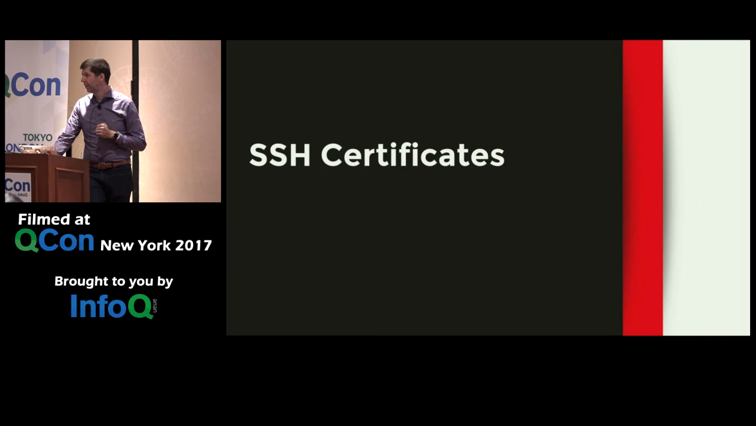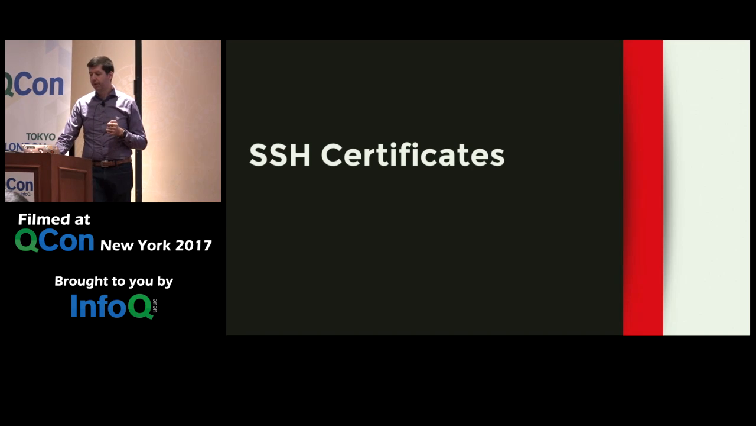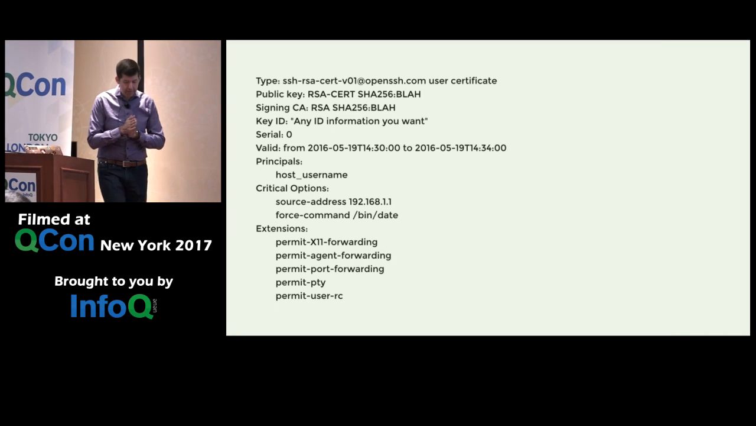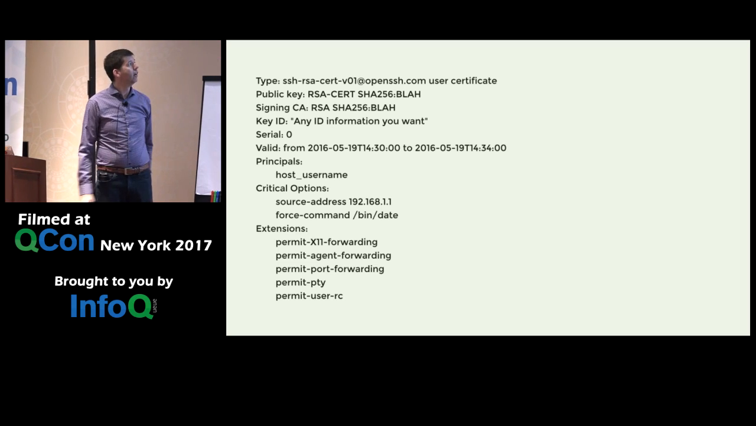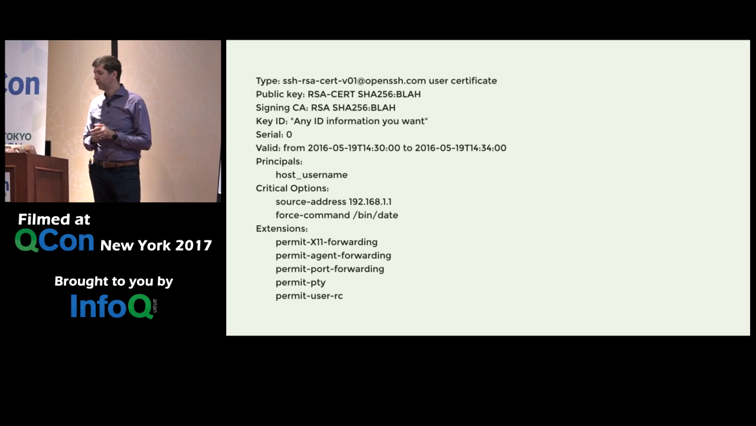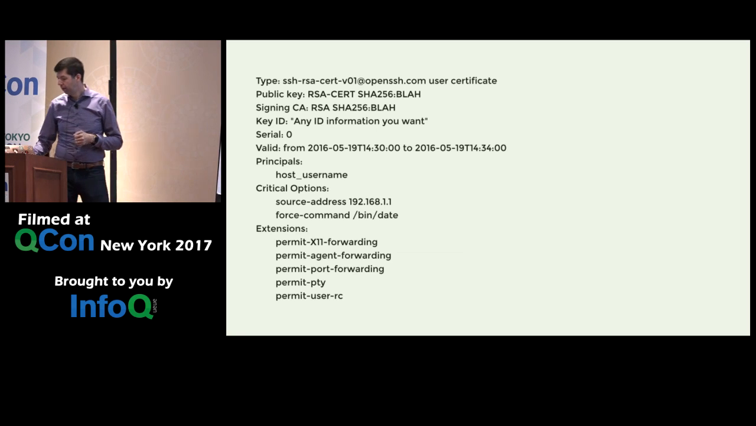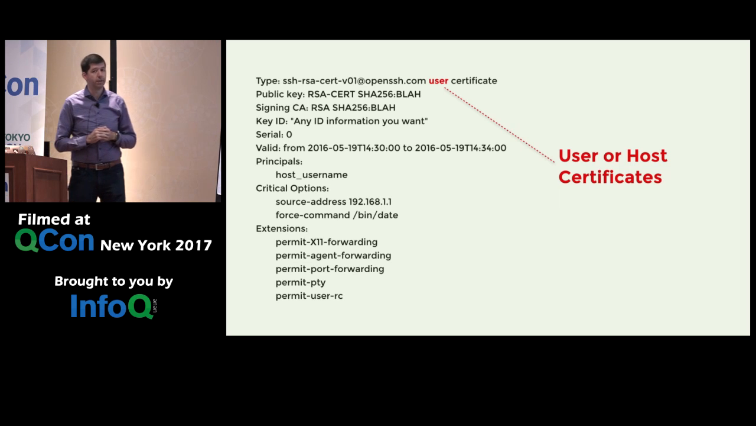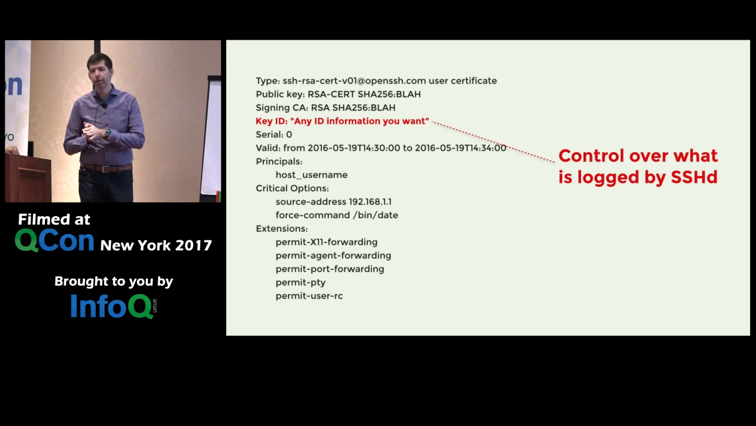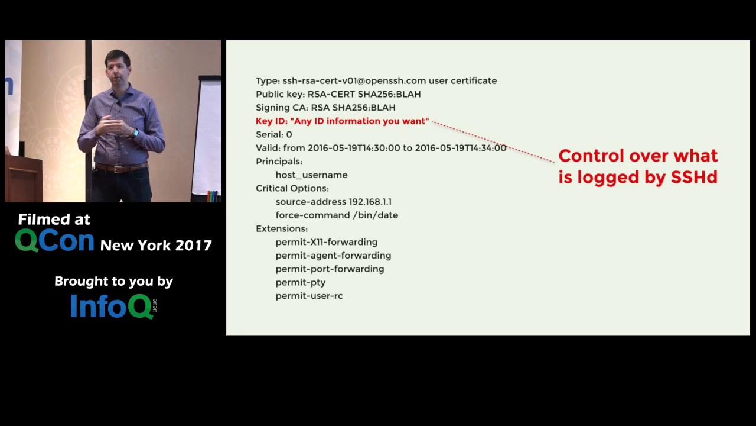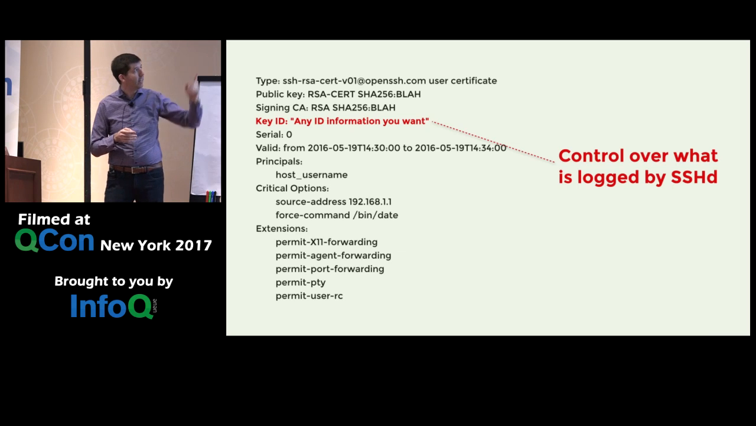But first, let's look at SSH certificates, because I think it's super cool. You can do a lot of stuff with them. This is an idea of what an SSH certificate looks like. You've got a whole bunch of information here that you can use to scope where the certificate can be used. For example, right out of the gate, you can decide if this is a certificate for a user or a host. You can control what information gets logged when someone logs into your service with this certificate. And that's in this key ID field.